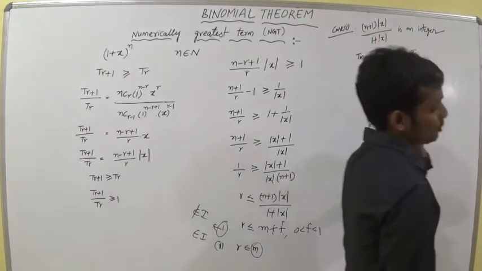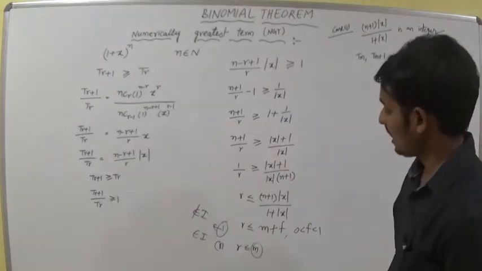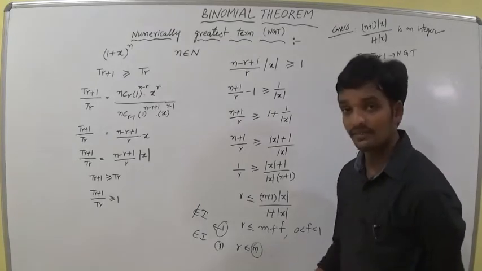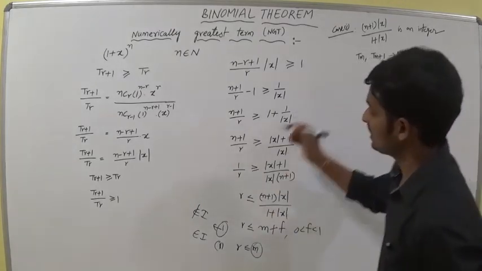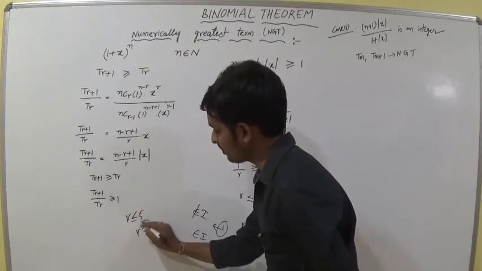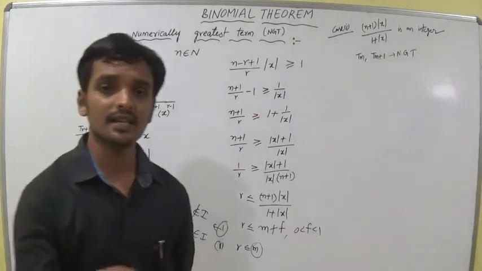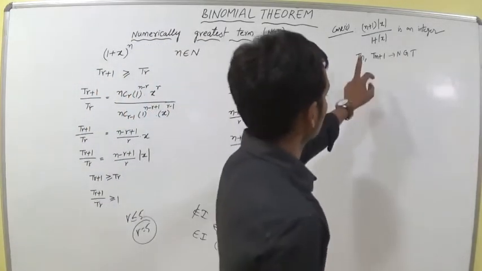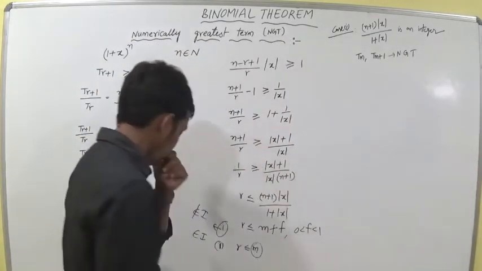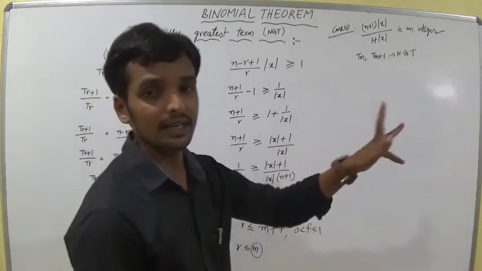If (n plus 1) into mod x by (1 plus mod x) is an integer, for example, we are getting r less than or equal to 5. We are taking r is equal to 5. Is r equal to 5 an integer or not? Yes, it is an integer. In this case, we are getting T5 and T6 are the numerically greatest terms.